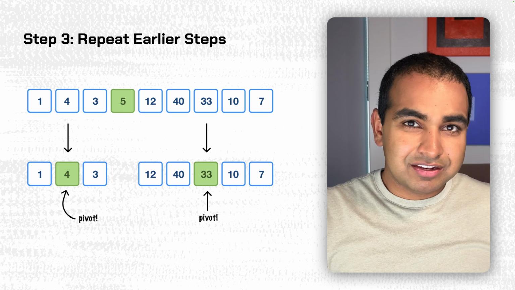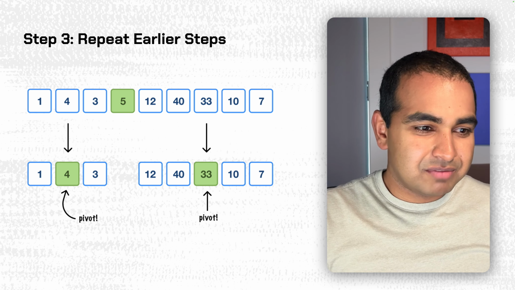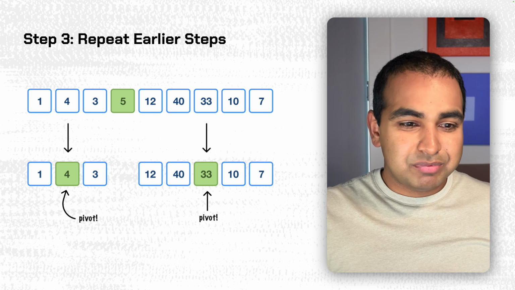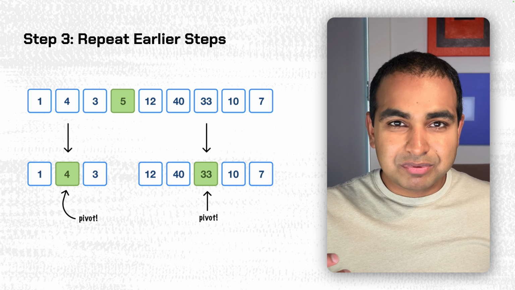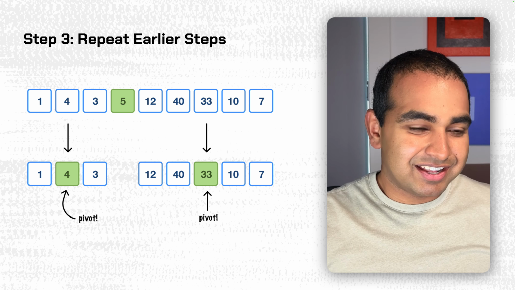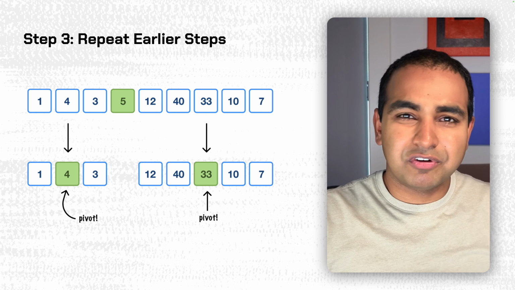In this case, the left side, the first problem, we have 3 values. So the pivot is going to be the middle value. On the right side, we have a second problem, in which case the middle value is going to be 33. And so we have 2 sub-problems repeating this whole process again. And so let's just focus on 1, 4, and 3 right now.